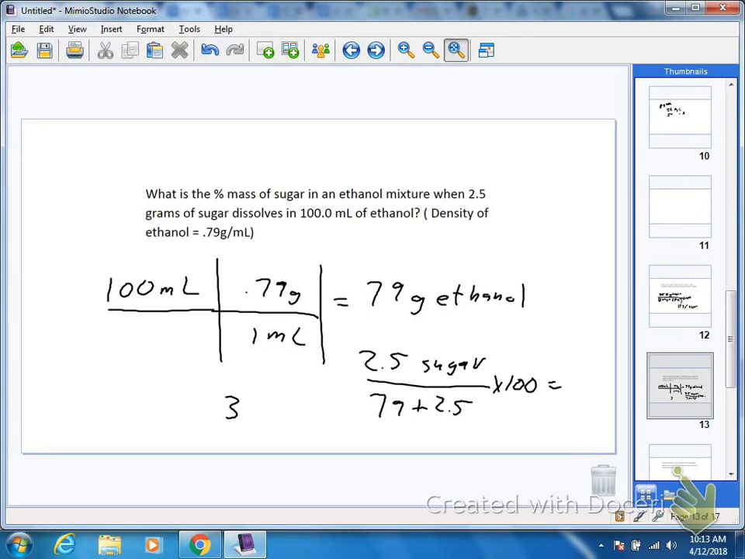Good job if you did use the density. That's something we kind of worked on in the past. 3.1% sugar.